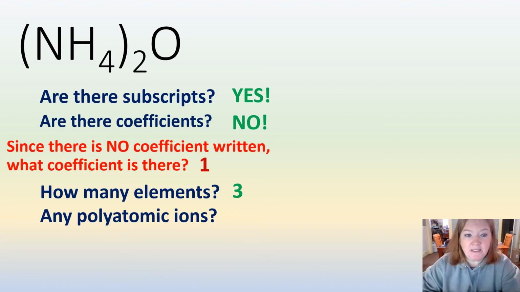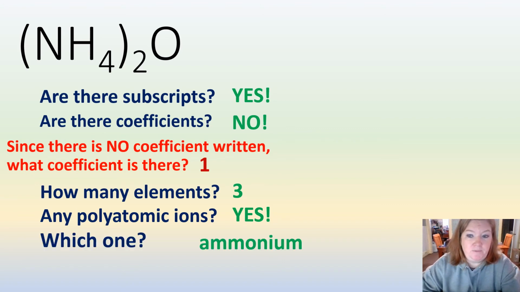Are there any polyatomic ions? Well, yes, actually. So I'll look at table E, and it's NH4. That is a polyatomic ion. So which one? That's ammonium, NH4, with a positive charge.